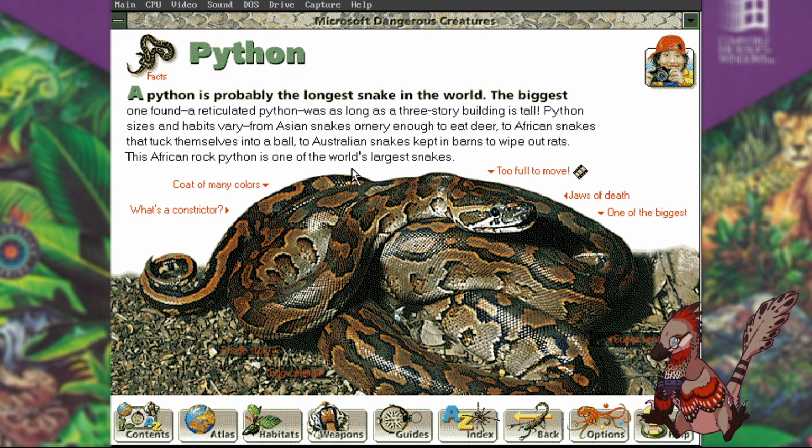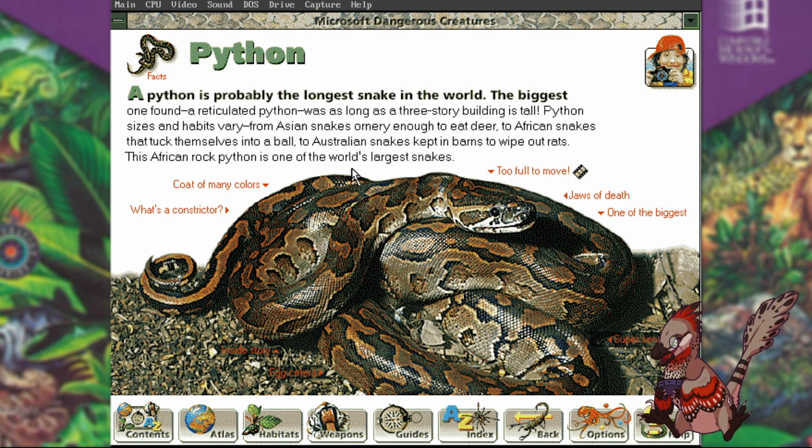Excuse me? That has to be a mistake. What do you mean it was as long as a 3-story building is tall? How does that work? Oh my. Okay, is this true? Because that feels very strange, that it was as long as a 3-story building is tall.